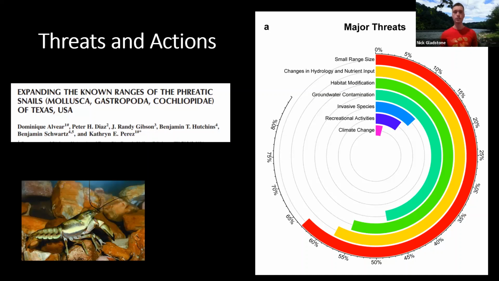Other big threats are just general changes in hydrology and nutrient input into these systems. The ways that we manipulate the land on the surface have immediate impacts and sublethal impacts to what lives underneath the surface. And so we have to consider broad land management in order to conserve these underground ecosystems. That goes hand in hand with habitat modification. If I dump a whole bunch of pollution into a surface stream that is connected to the aquifer system in some way, or is part of the recharge zone, I will certainly have impacts to the underground fauna.